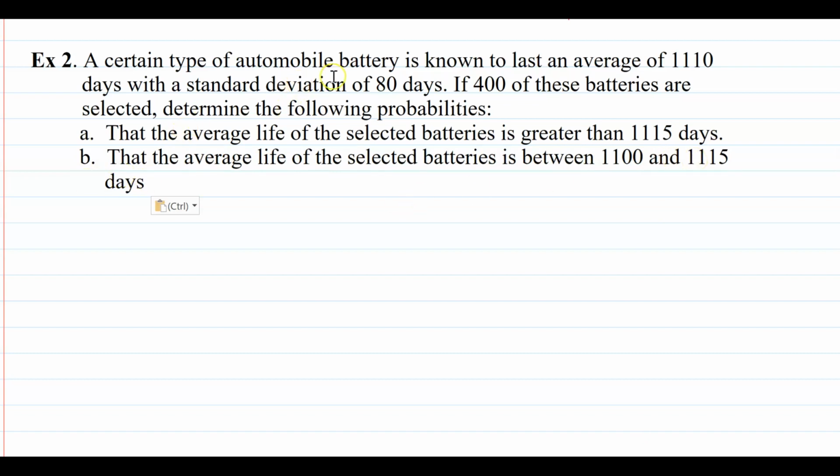Note that in this problem, we are not told about the distribution of the average life of the batteries. But what we know is that in each sampling, there are 400 batteries used. And because our n in this case is greater than 30, we know that the sampling distribution of the average life of batteries is approximately normal. And we can use the process that I described earlier.